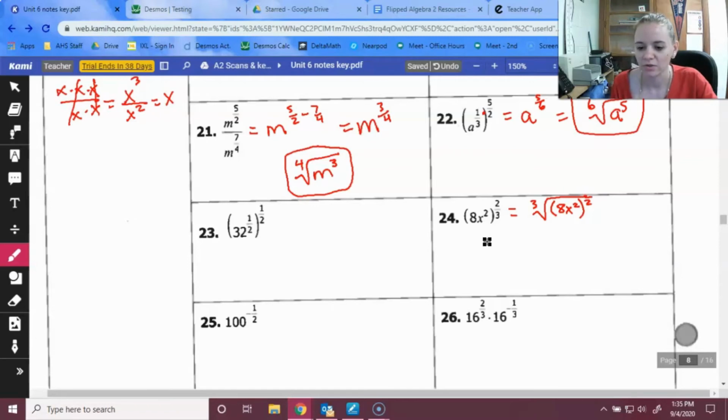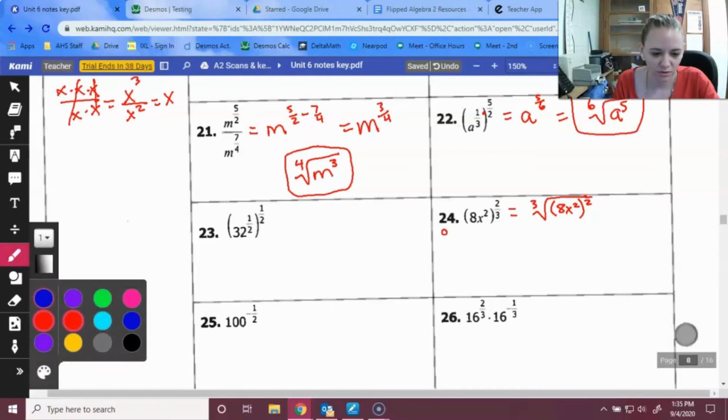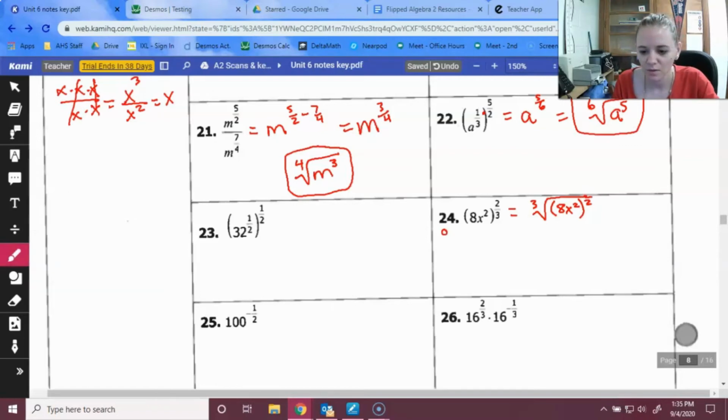Okay? Another way you can do it is go ahead and distribute the 2/3 to both items. Or, well, let me just do a different color. Or, you can say, alright, 8 is raised to the 2/3, and then this is raised to the 2/3. So I just do 2 times 2 and get 4. So that would become 4/3. X to the 4/3, 8 to the 2/3.